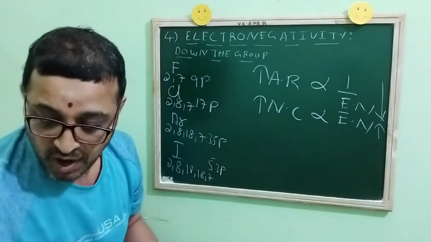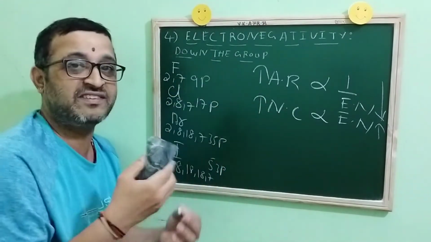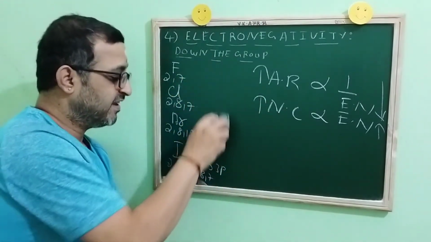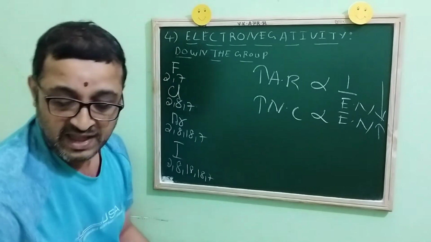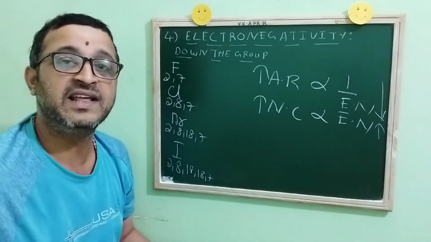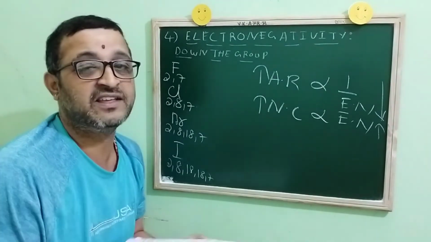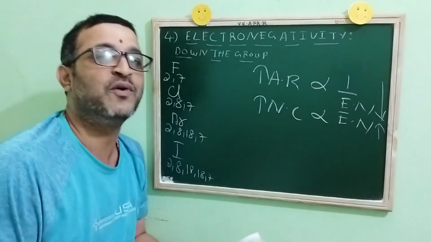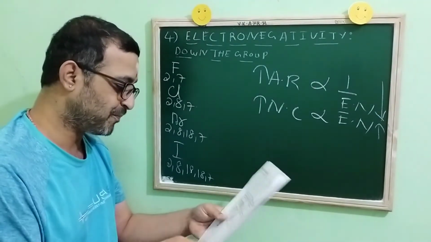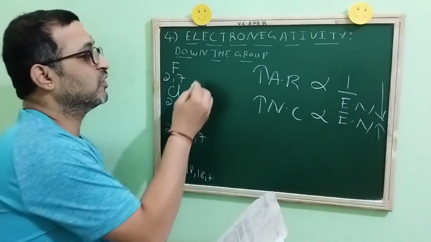Now children, out of these two, which is correct? We'll just check it out. Again I am telling you, I am writing the values just to make you understand. It is not required for your board exam. Okay children? Now, let us check out the values.